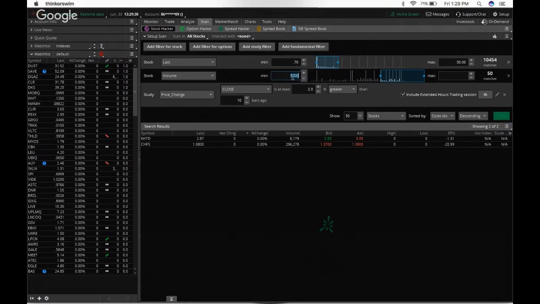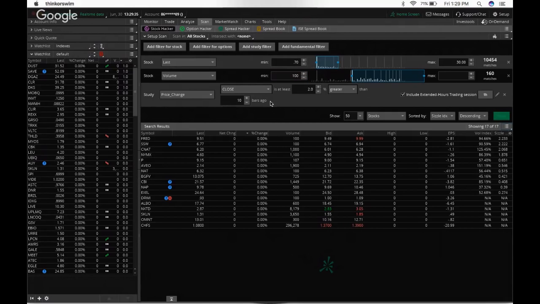So in doing that, I just put it at 100 because the market is not necessarily open, so you guys won't be able to see many stocks. But go from top to bottom: you click on add filter for stock. I clicked on last price, so you just click on last price. The minimum, the reason I put 70 cents, I'm going to walk you guys through it. I don't like to trade stocks that are less than $1.